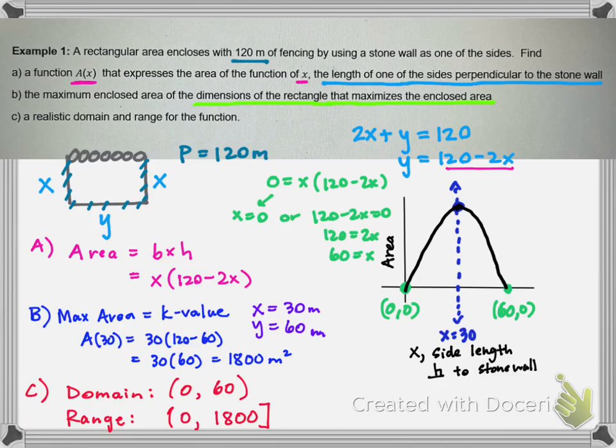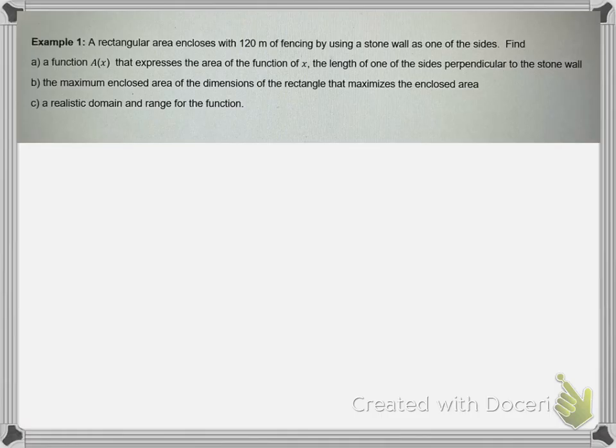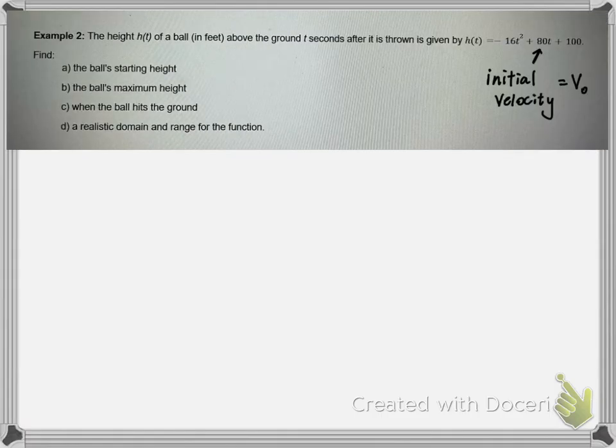Okay, there's example 1. I think my next slide has that, so I'm going to skip it again into example 2. For example 2, it says the height h of t of a ball in feet above ground, t seconds after it is thrown, is given by the function h of t equals negative 16t squared plus 80t plus 100.